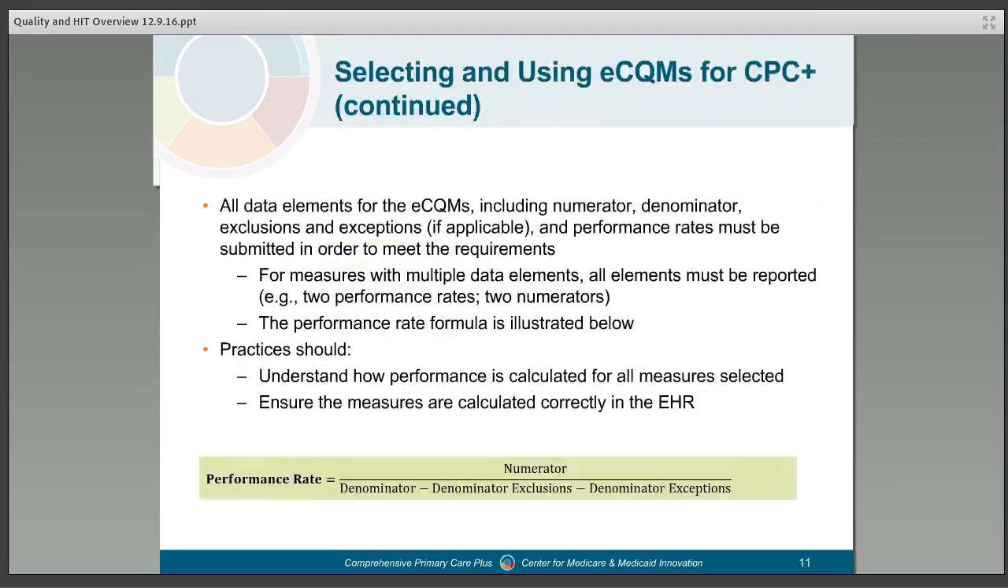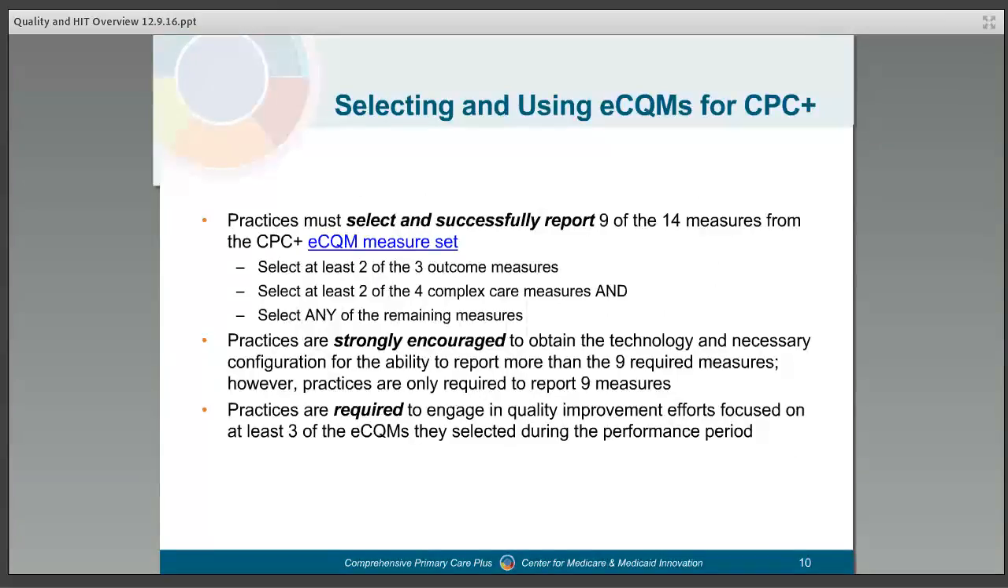Okay, now let's talk some more about electronic clinical quality measures. For the electronic clinical quality measures, we have a set of measures that we provided in the welcome packet. We'll also share those here. And we're requiring that you report 9 of the 14 measures that are listed. There's a link here to the measure set also in this presentation. You have to select at least 2 of the 3 outcome measures that are available, at least 2 of the 4 complex care measures that are available, and then any 5 of the remaining measures. And so that makes up a total of 9 measures.